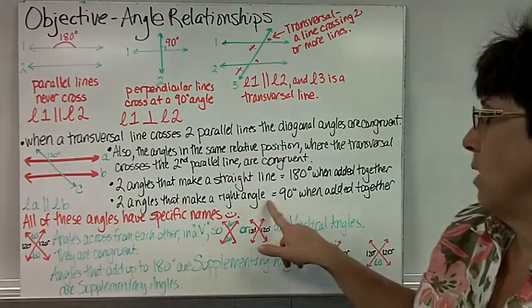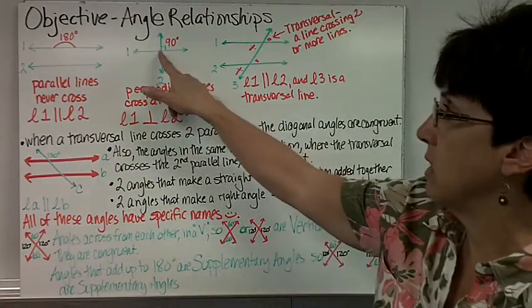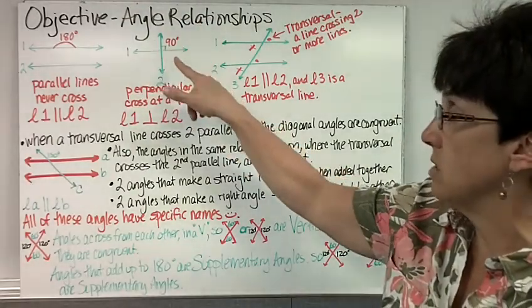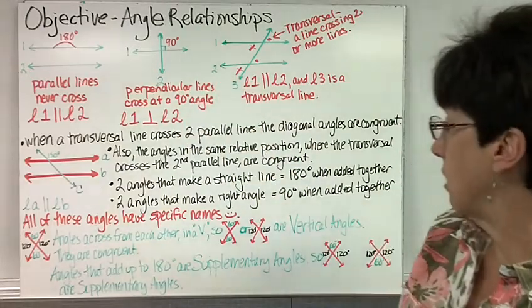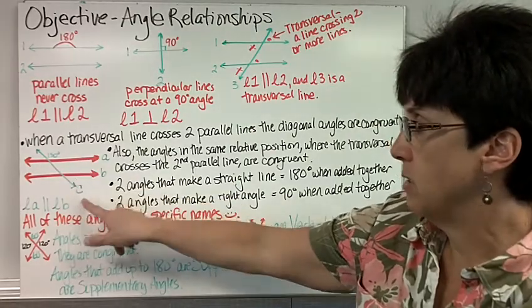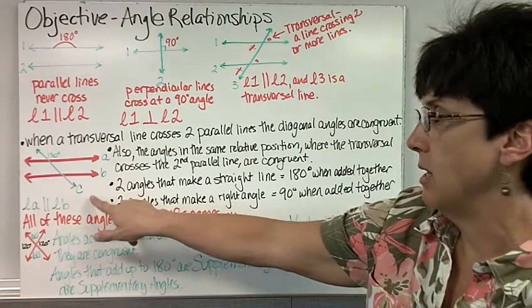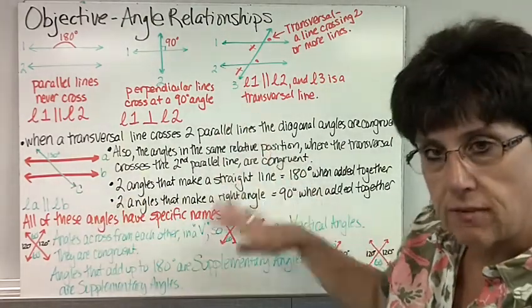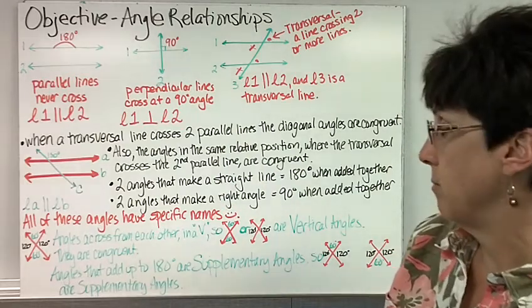Two angles that make a right angle equal 90 degrees when added together. So if there was a line cutting the middle of this angle or cutting the middle of any of these angles, and you knew what one side was, you can just subtract that from 90 to get the other side. Okay, here I'm telling you line A is parallel to line B, and line C is a transversal. Well, all of these angles that I've just been talking about have specific names, and so now we're going to name them.